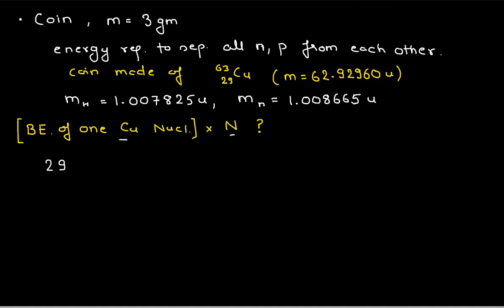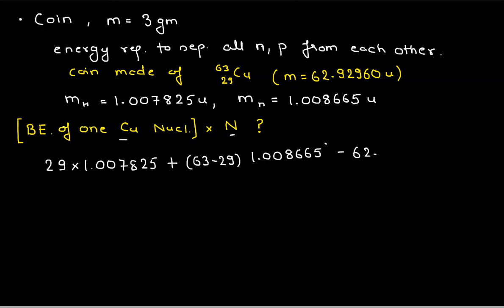So the binding energy of one copper nucleus, how will you get it? 29 protons, so 29 into 1.007825, plus the number of neutrons, how many? 63 minus 29, into 1.008665, minus 62.9296. This is the mass defect. That into 931.5 MeV. This is the binding energy. Everybody agree to this?